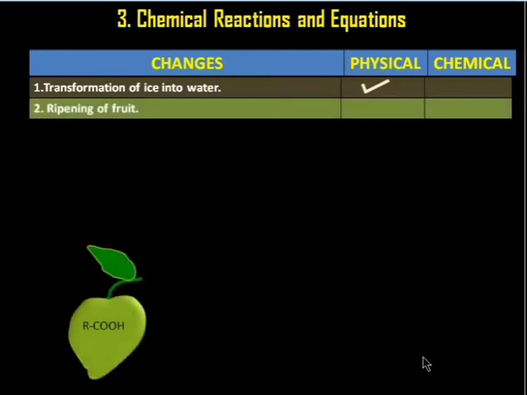Then second, ripening of fruit. During ripening of fruit, sucrose or fructose sugars are formed from the carboxylic acids present in the raw fruit. When it is ripened, the carboxylic acids are converted into such fruit sugars. So it is a chemical change.